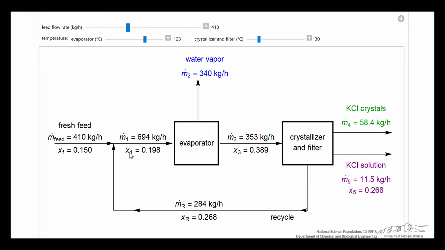So the important thing is that we're looking at mass balances, and we've put constraints that we're recovering 95% of the potassium chloride that enters the system.